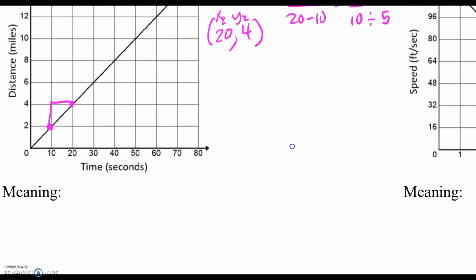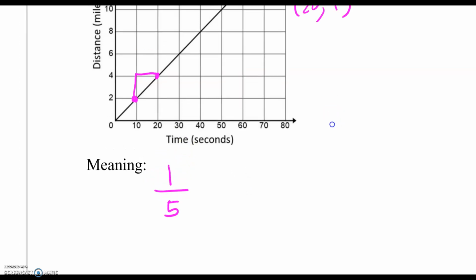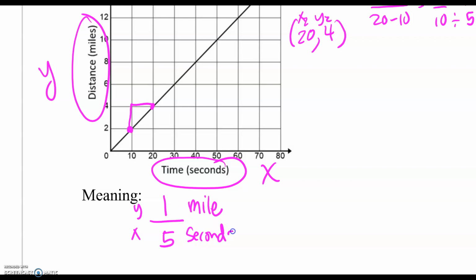Maybe you already knew that because you had seen it from the other numbers. So now I'm going to write it as the meaning. That's 1/5. So this is the y, okay? So the y is here, and then this is the x on the graph. So this one is the y, this is the x. So it's 1 mile, and then the x is seconds. So I didn't use 1 distance over 5 times because that doesn't make sense. I went ahead and turned it into the units. So when I say this, I say 1 mile every, how many? 5 seconds.